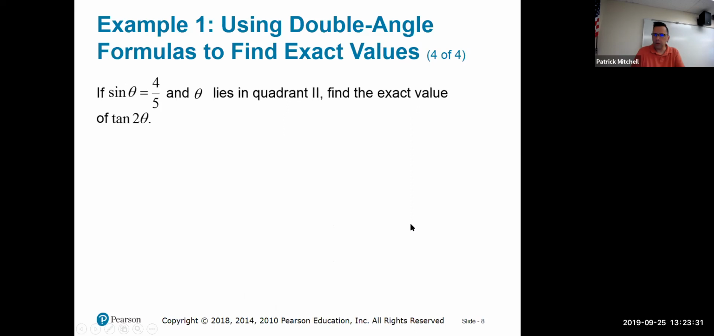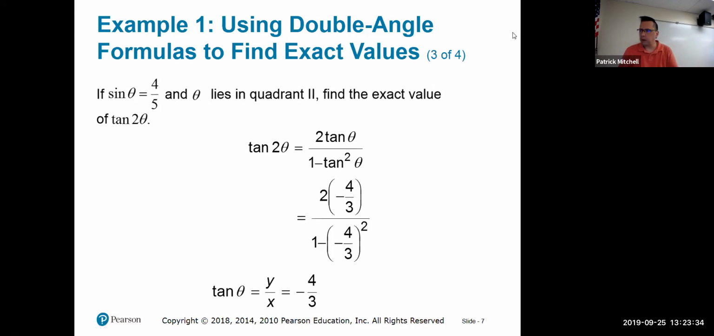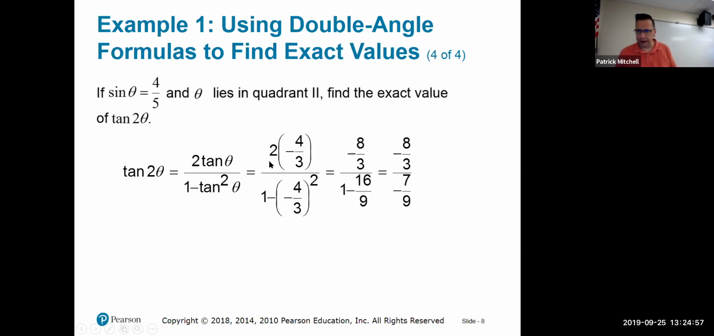which comes out to, whoops, okay, just 1 second. All right, so now we just have to simplify that down. So 2 times -4/3 is -8/3. The square of -4/3 is 16/9. 1 minus 16/9 is -7/9. So the tangent of 2 theta is going to be whatever -8/3 divided by -7/9 is. Dividing by -7/9 is the same thing as multiplying by -9/7.